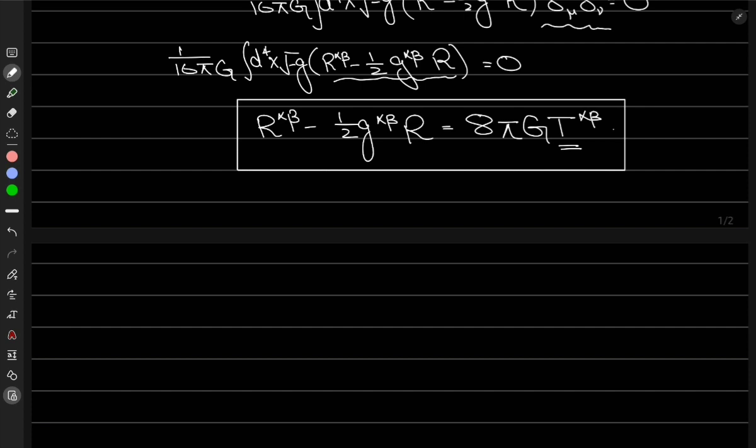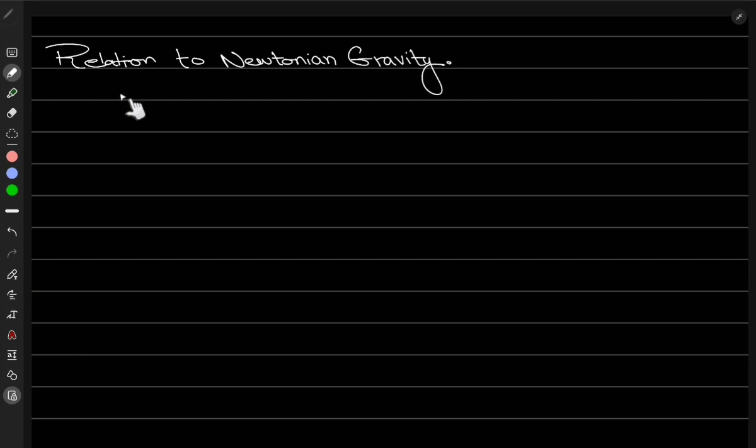The next thing we're going to do is find the relation of the Einstein field equation to Newtonian gravity. As I've said before, this is done in the weak field limit. To see how the Einstein field equations reduce to Newton's gravitational equation in the weak field limit, we'll assume that the gravitational field is weak and the space-time curvature is small. So what does that mean?